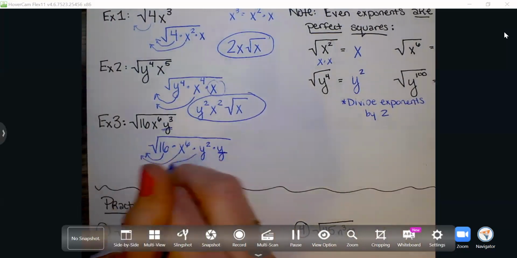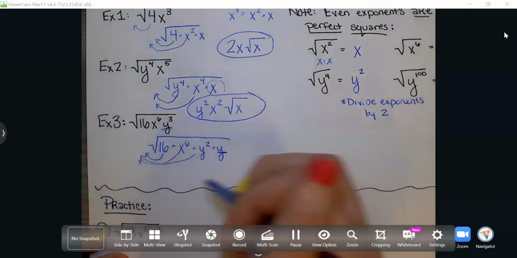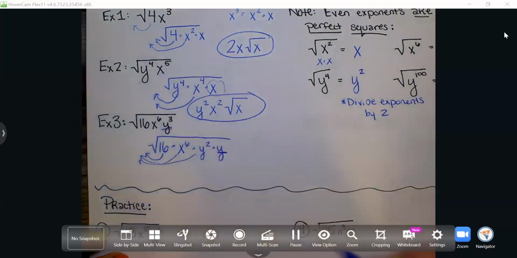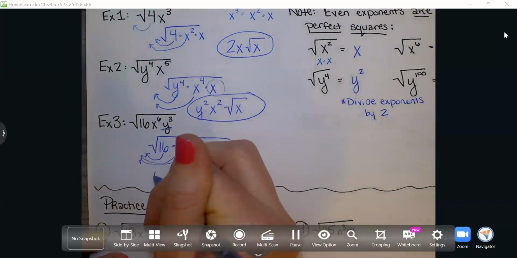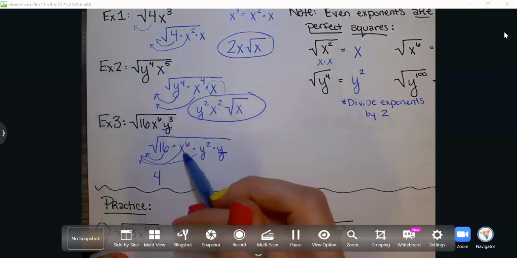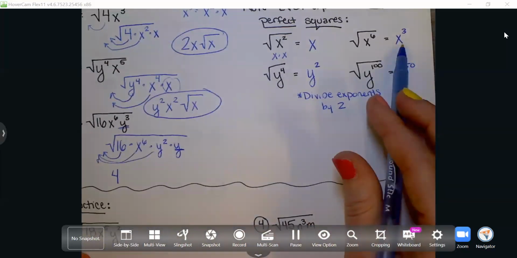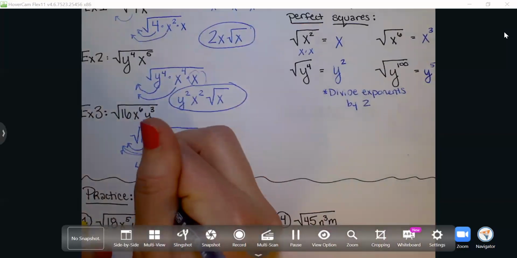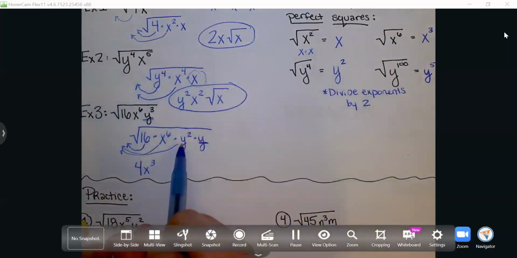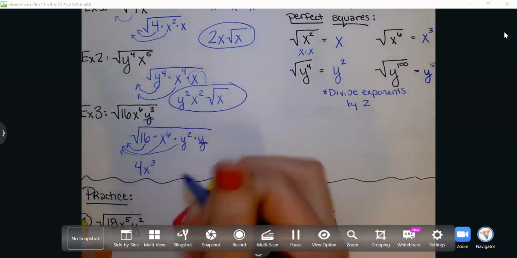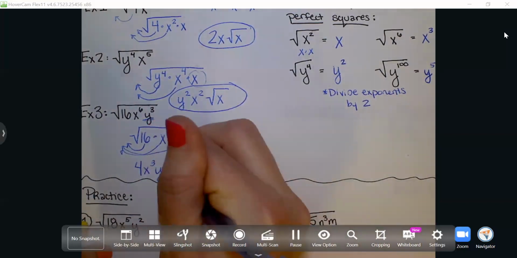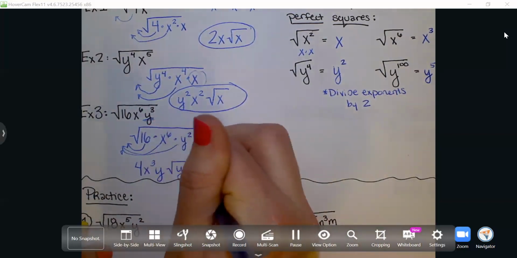16 gets to come out, x to the sixth gets to come out, y to the second gets to come out. The square root of 16 is 4. When I take the square root of x to the sixth, it becomes x to the third. I'm dividing by 2. Square root of y to the second is just y. And I have a y left underneath.